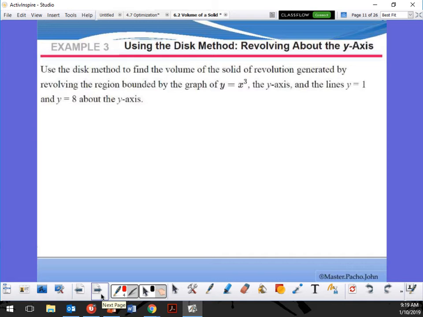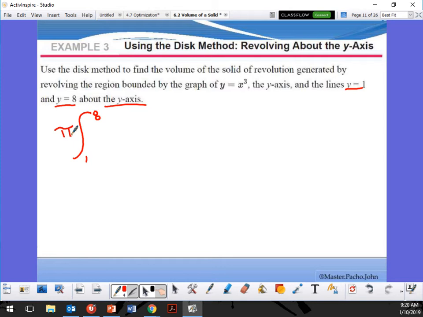All right. Use this method to find the volume of a solid of revolution generated by revolving the region bounded by the graph of y equals x cubed, the y-axis, and the lines y equals 1, y equals 8 about the y-axis. So that means this thing right here is going to be rotated around the y-axis. Same thing though, right? So that means it's going to be from where to where? 1 to 8. And I'm going to put my pi out here.